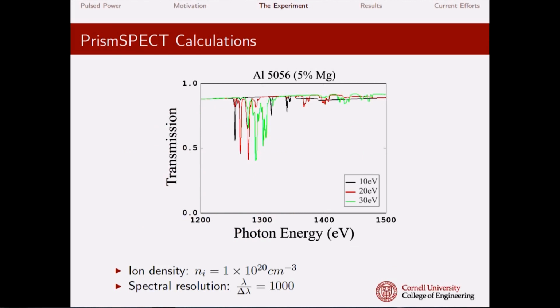We also ran some PrismSPECT calculations to make sure that the plasma was going to kind of play ball with us and everything was going to work out. So we ran simulations of an aluminum 5056 alloy that has 5% magnesium content. And like I said, we tuned for magnesium ions, so these are what we're hoping to see. At 10, 20, and 30 electron volts, you can see plots here. And as we increase temperature, the population of the various satellite ions change. But at all times, we can see that we have roughly 50% absorption, which should be plenty to be seen on our films. And ion density was 1 × 10^20 particles per cubic centimeter.